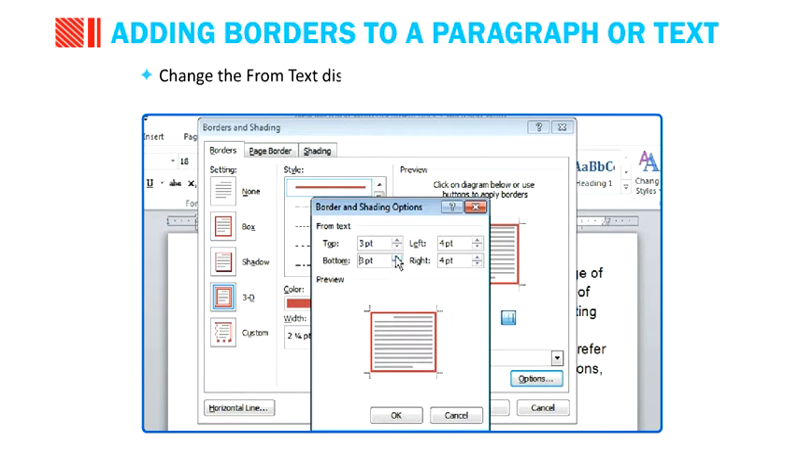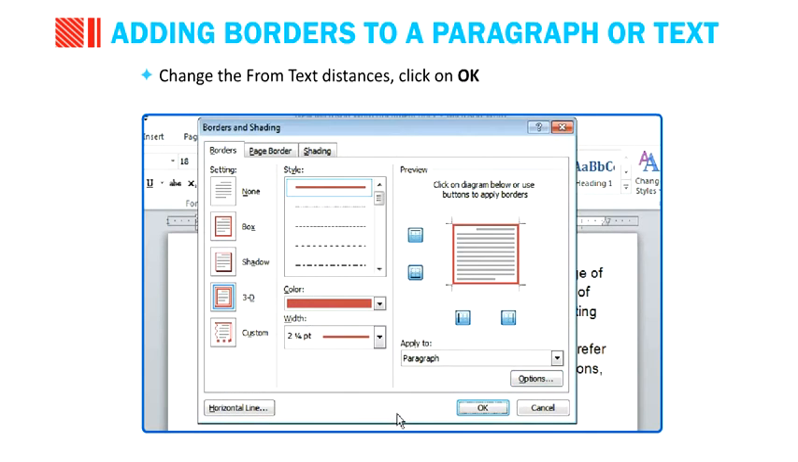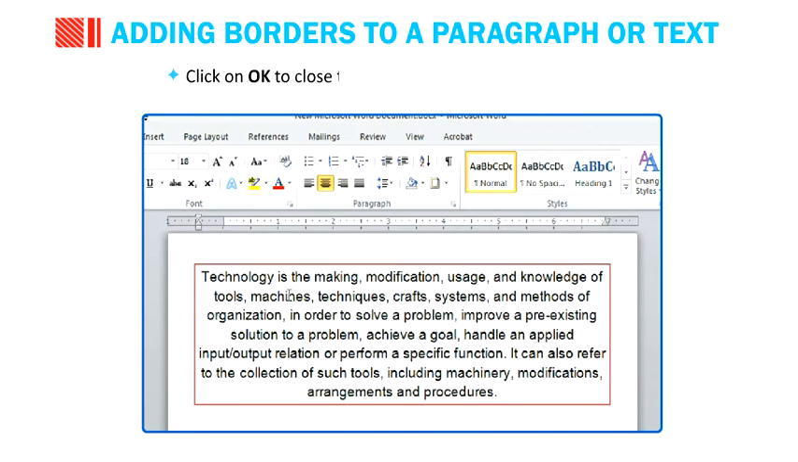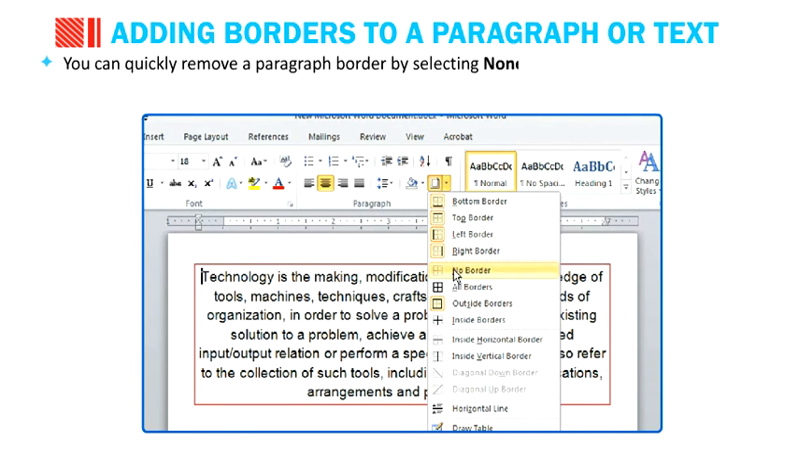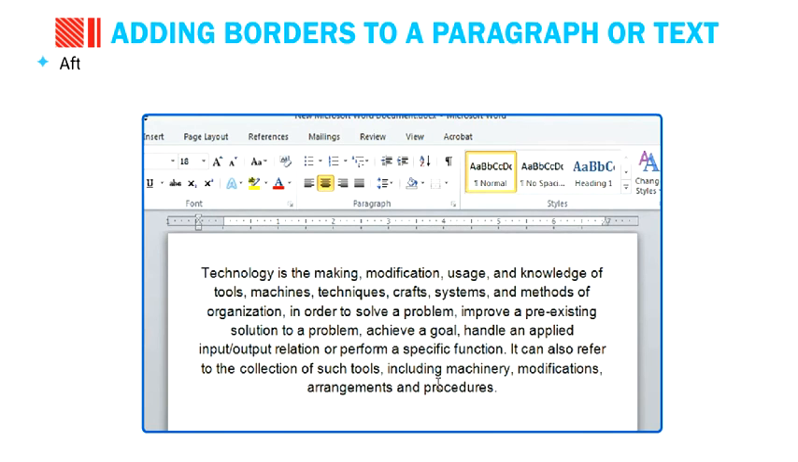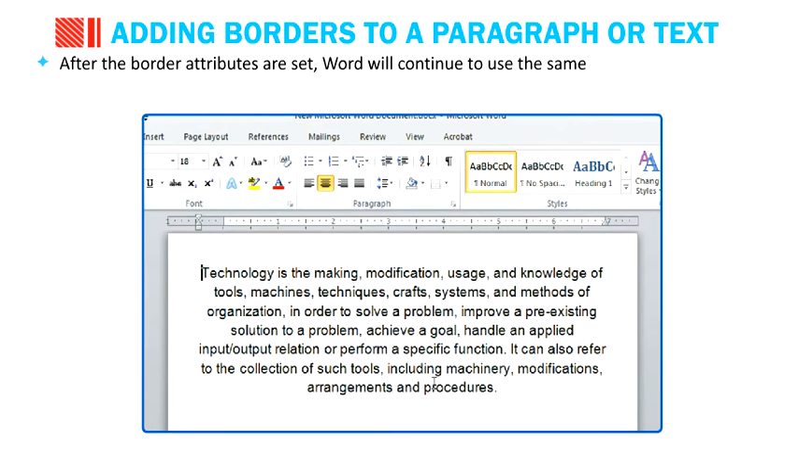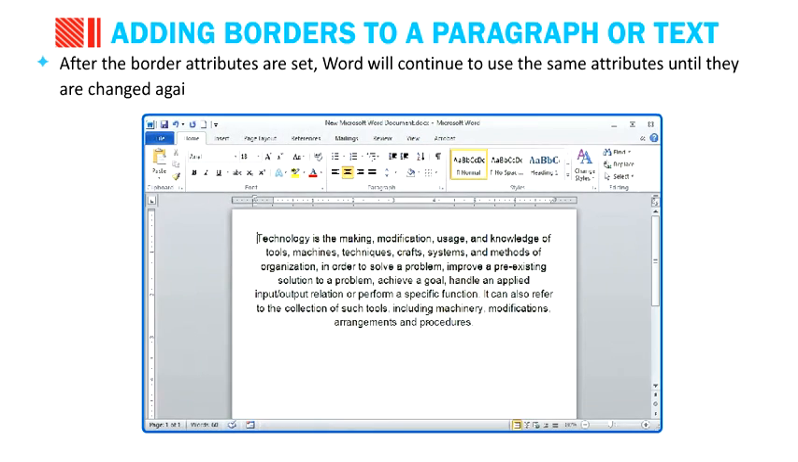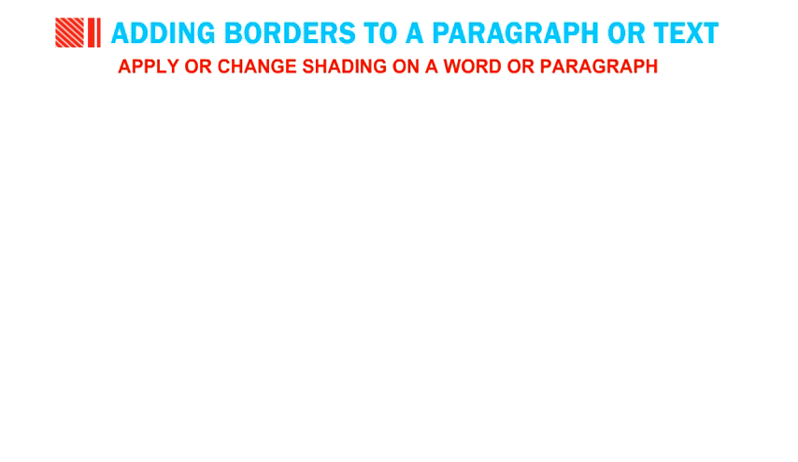Change the From Text distances. Click on OK once it is completed. Click on OK to close the Borders and Shading dialog box. You can quickly remove a paragraph border by selecting None in the Borders and Shading dialog box or No Border from the drop-down list. After the border attributes are set, Word will continue to use the same attributes until they are changed again. Apply or change shading on a word or paragraph.